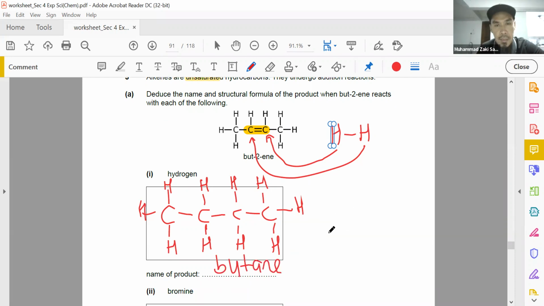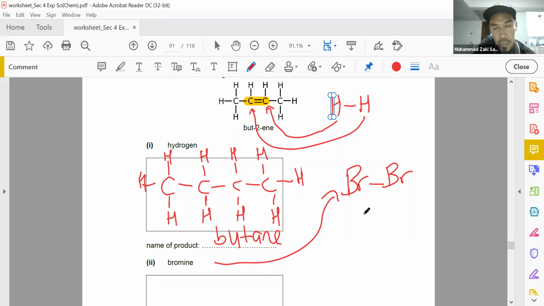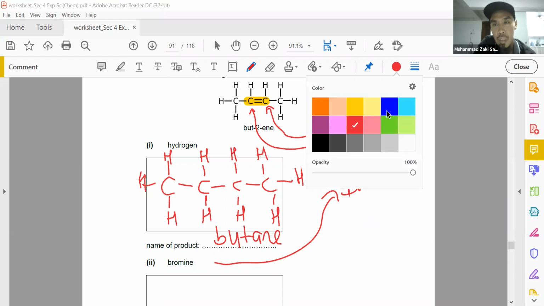Okay, next. What happens if we have bromine now? Likewise, bromine is a diatomic element. Since it is from group 7, and group 7 has 7 electrons, in order to have a stable octet configuration, bromine and bromine need to pair up and bond together so that they can have a stable octet structure. So what happens to the bromine? Likewise, same thing too.